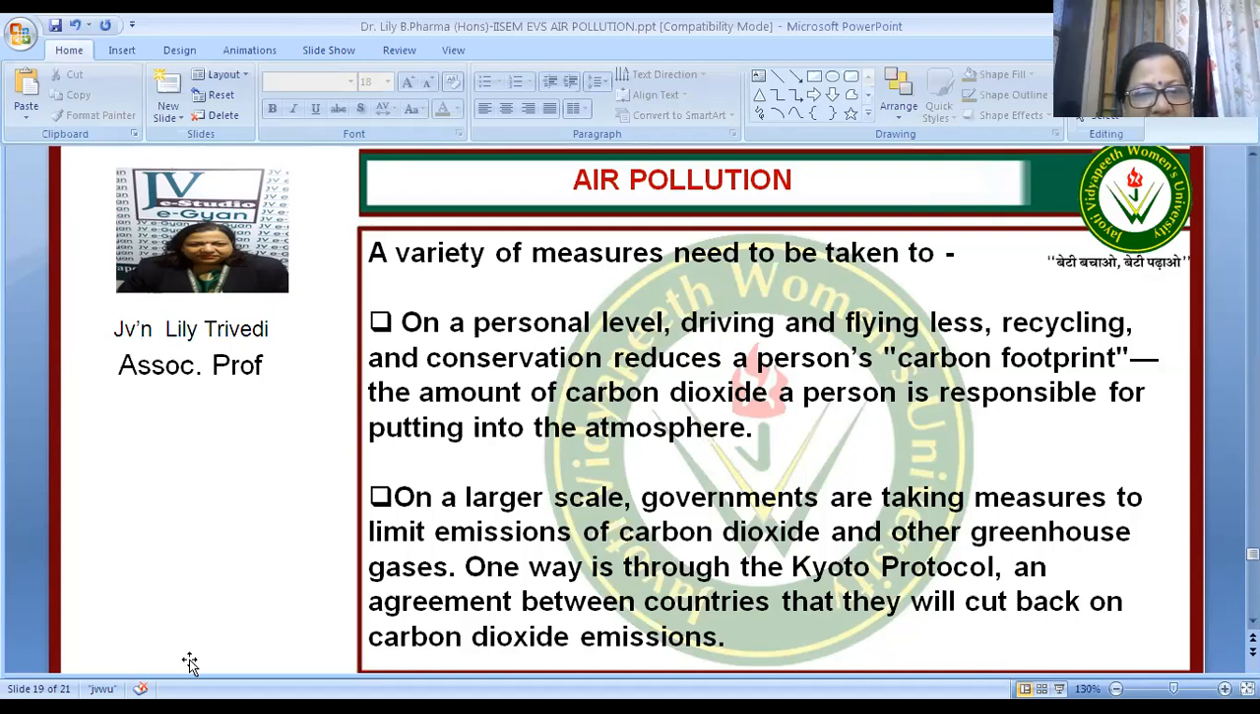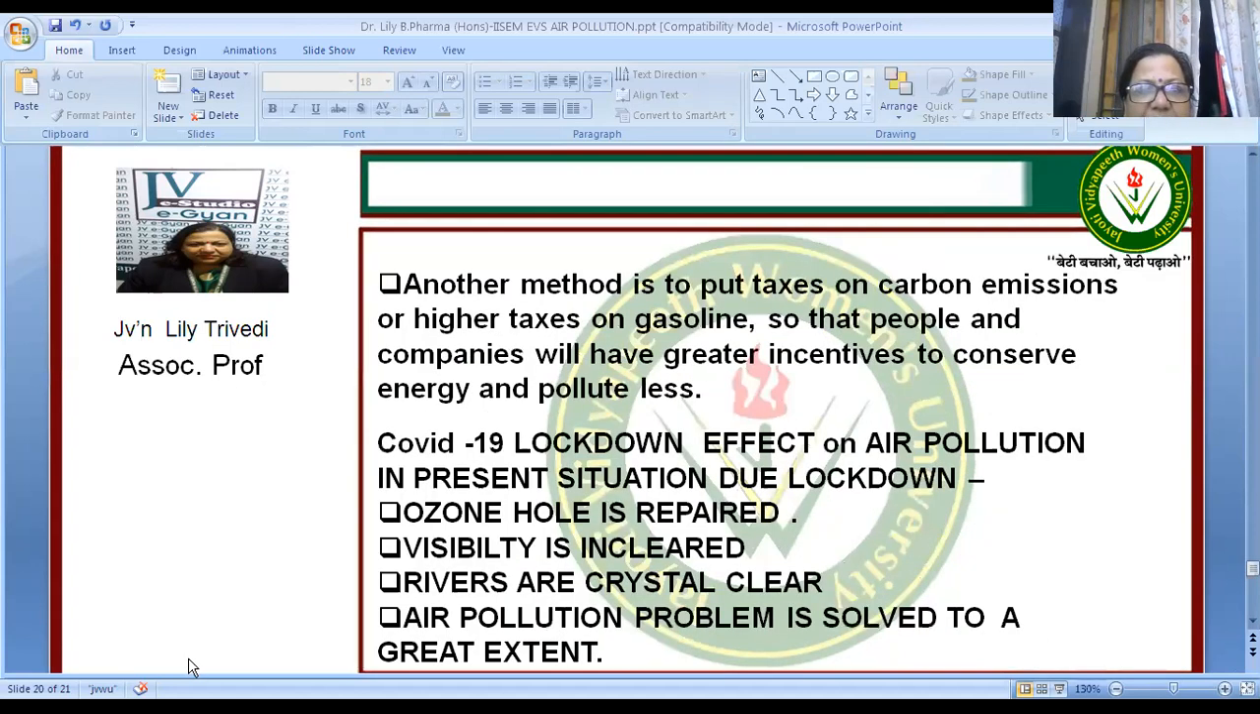On a larger scale, the government can take measures to limit the emissions of carbon dioxide and other greenhouse gases. For example, the Kyoto Protocol is an agreement between countries that they will reduce the carbon footprint or cut back on carbon dioxide emission. Another method is to put a tax on carbon emission or higher taxes on gasoline so that people and companies will have greater incentive to conserve energy and pollute less.